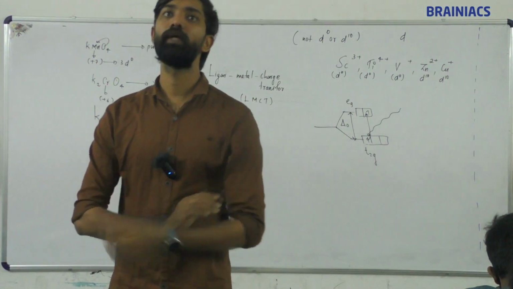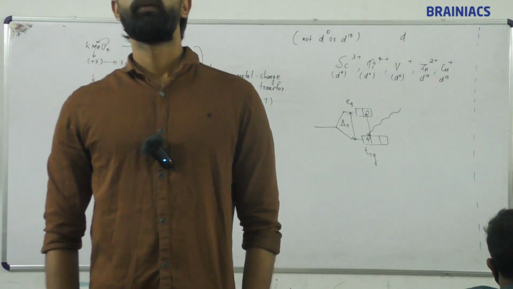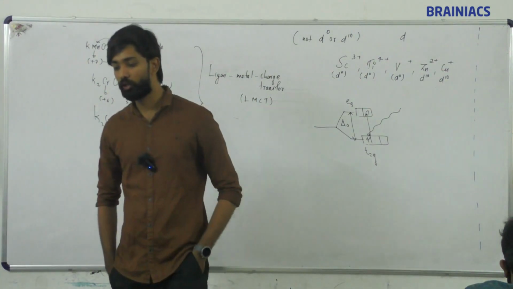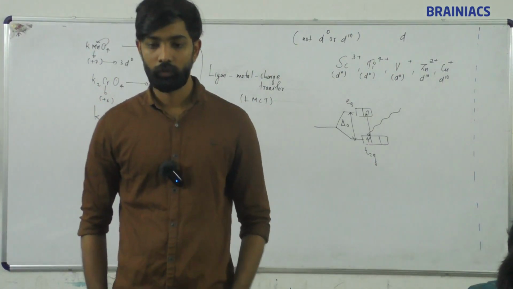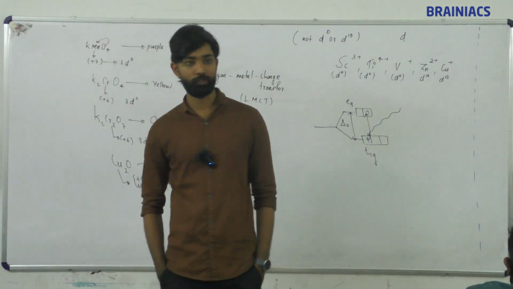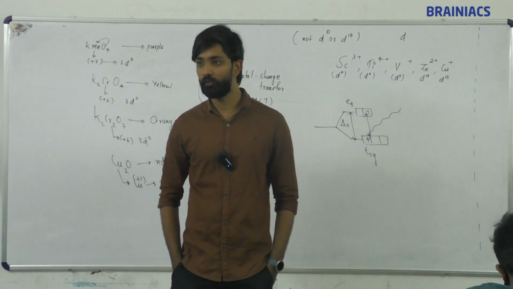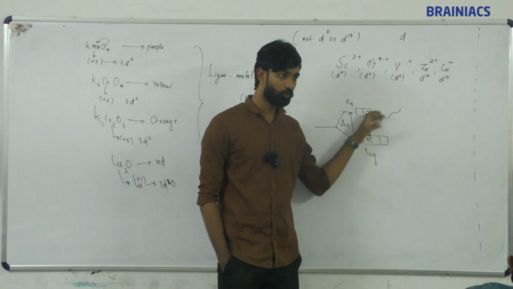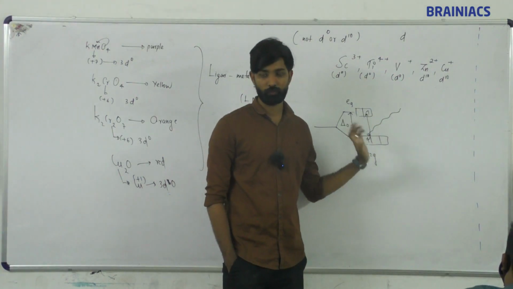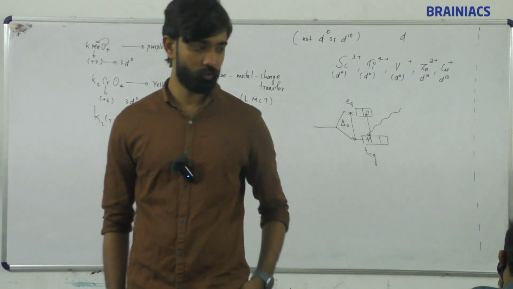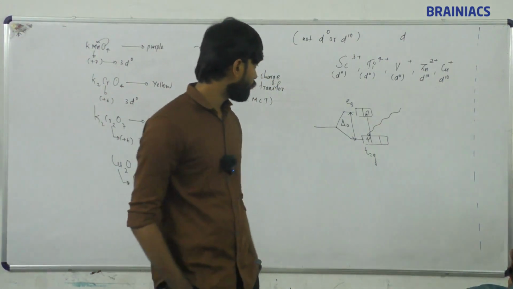That is, an electron is excited from a lower d orbital to a higher d orbital. It may be t2g or eg, that depends. If it is an octahedral complex, it will be t2g. That depends on the complex, on the ligand.